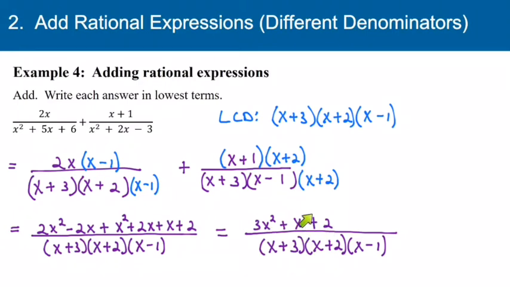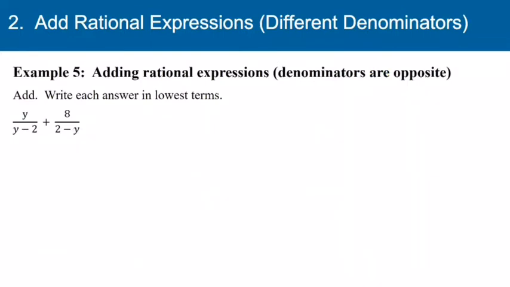But this top is a trinomial that does not factor into two binomials, so we can stop here, and this will be our final result for example 4. Okay, here is example 5. Notice the instructions say add, write each answer in lowest terms. So we have y over y minus 2 plus 8 over 2 minus y.